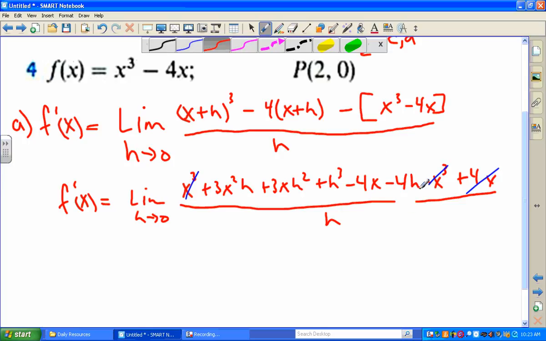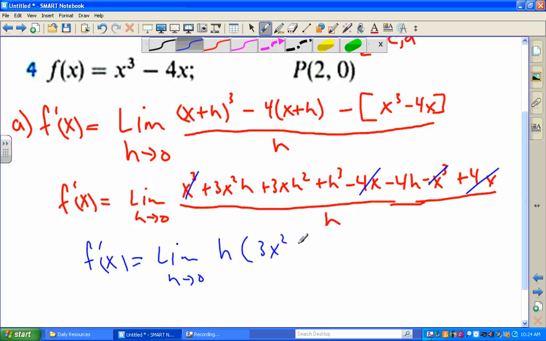Minus 4h minus x cubed all over h. There we go. Now, everything left should have an h in it. So the derivative equals the limit as h approaches 0. You factor an h out: 3x squared plus 3xh plus h squared minus 4, all over h.